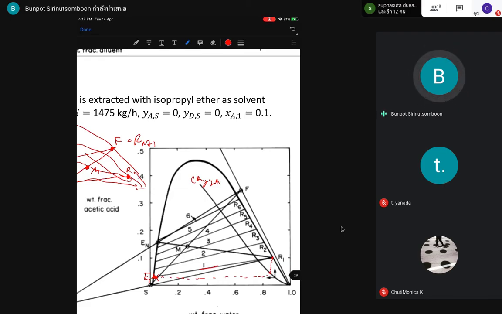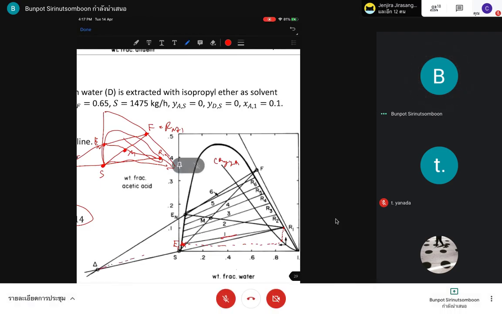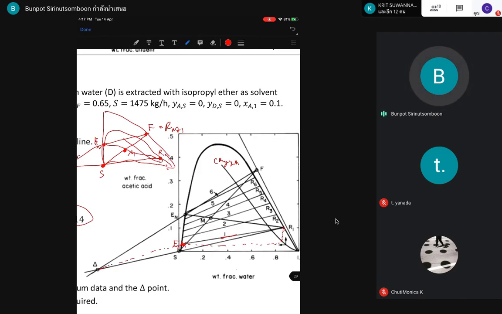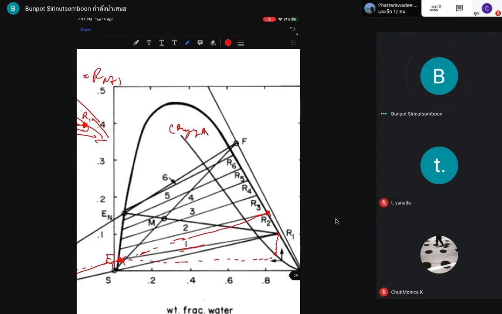Using the conjugate line, you can find E1 here. This is the tie line that connects R1 and E1. Then from this you can draw the line from the delta point through E1 to get to R2. So this is your R2, and then you use the conjugate line to get to E2. I don't know if you can see it.